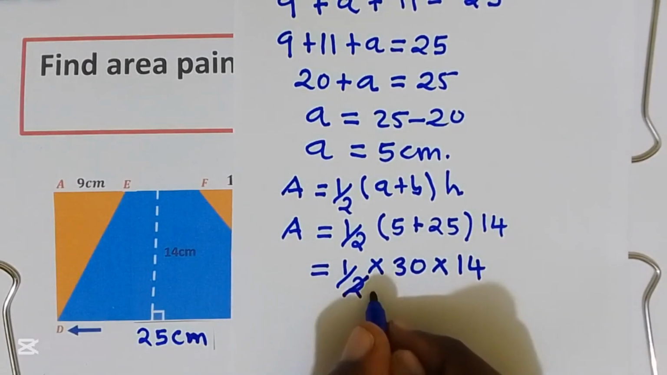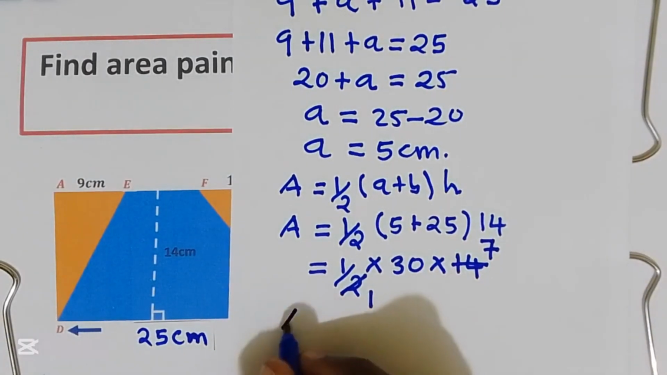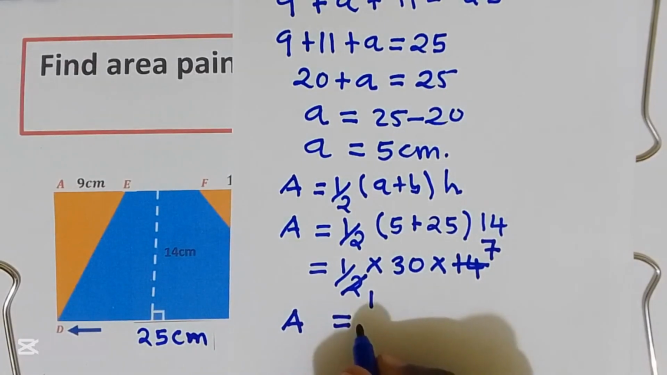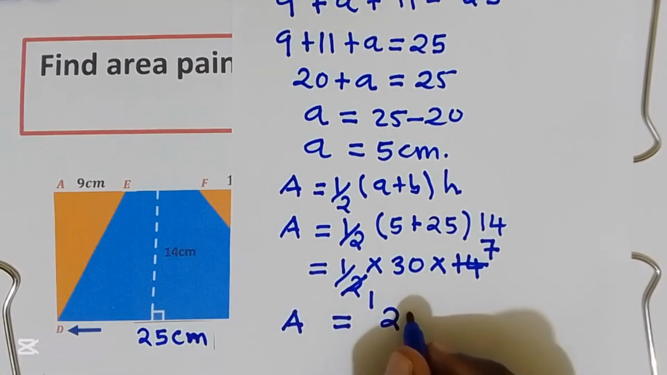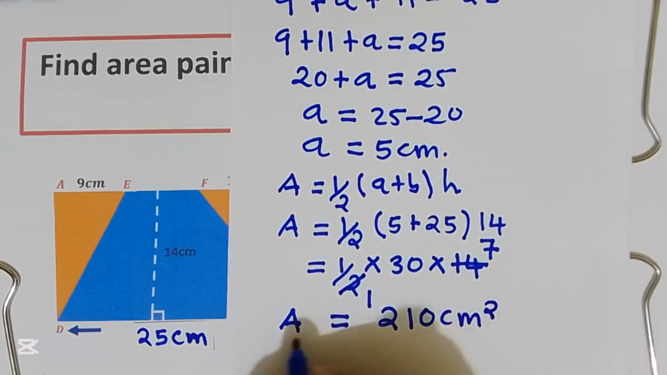By 2, we get 1. By 2, this is 7. We get area is equal to 210 centimeter square.